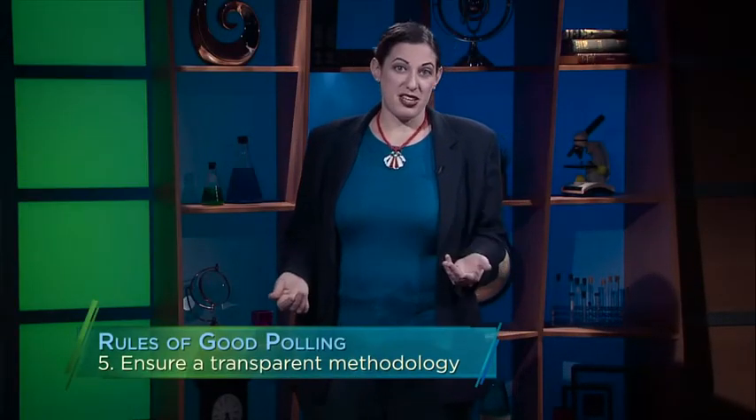Rule number 5 calls for transparent methodology. In simple terms, good scientific polls report their methodology in a transparent way. Poor polls don't. What do I mean by transparency? Simply that whoever is reporting the poll information reveals the full methodology of how the poll was conducted and doesn't attempt to mislead readers by leaving information out. How polls are reported matters.